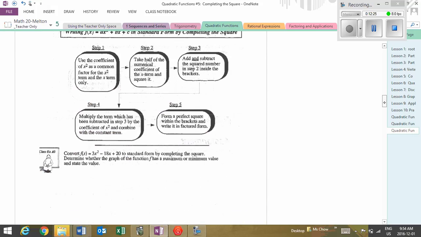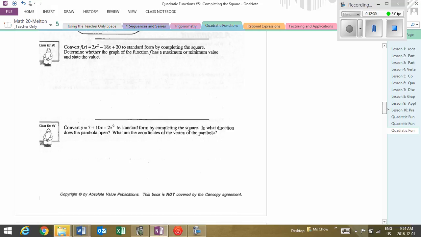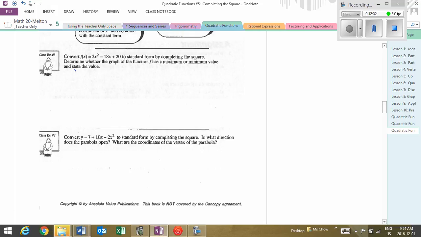So if we take a look now, it gets a little bit more complicated because we now have a coefficient in front of our x squared. So we have f of x is equal to 3x squared minus 18x plus 20. There's two things that we should be considering. Number one, remember the form that we're trying to get to, our vertex form, is y is equal to a times x minus p all squared plus q. So the coefficient as it is has to be out front. It has to be factored out to begin with.